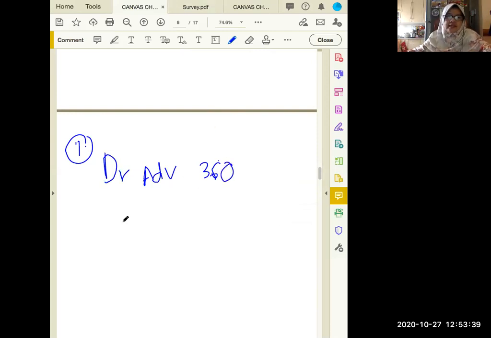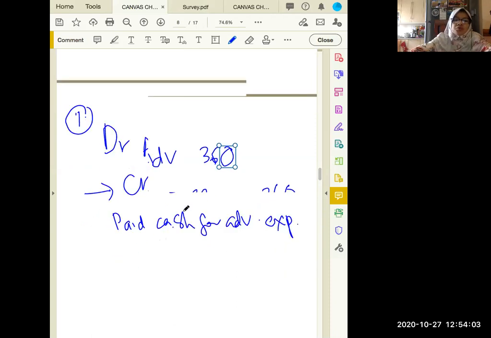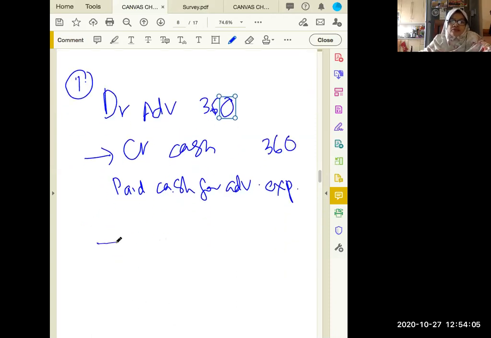Okay, 360. Then you credit your cash. Remember that for credit you have to indent it a bit, 360. So what is this? Paid cash for advertising. You pay 360 for your advertisement expenses. So that's why it is an expense and that's why you debit.